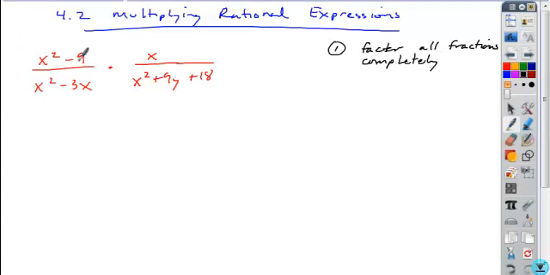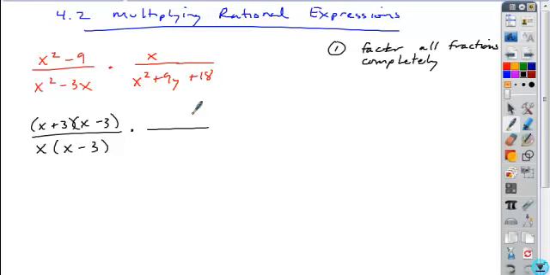So we have the difference of squares in the top, so we can factor that into the sum and difference of the terms being squared. So that's x plus 3, x minus 3. In the denominator, we only have two terms, so we look to remove any common factors that we can. We can remove an x, leaving an x minus 3.